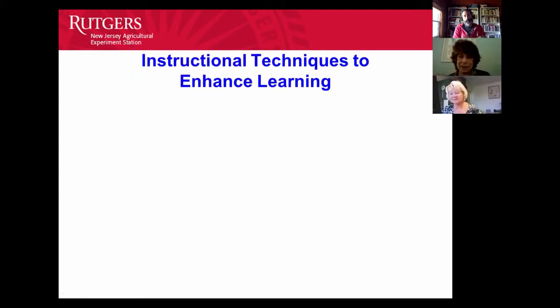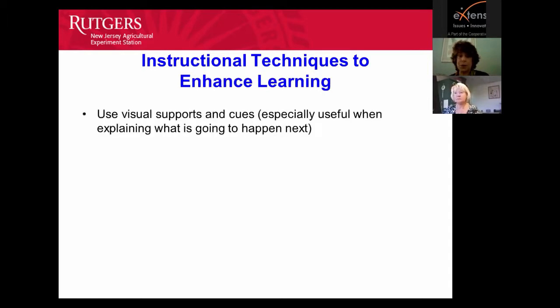So the following techniques that we will be sharing on the next few slides are valuable when working with any learner, but particularly effective when teaching individuals with developmental disabilities. So, number one, as we mentioned before, because individuals with developmental disabilities tend to be visual learners, if verbal directions are difficult for the learner to understand and process, we encourage you to use visual supports around the room, especially when it comes to explaining what is going to happen next, such as a sequencing activity or a transitional activity.